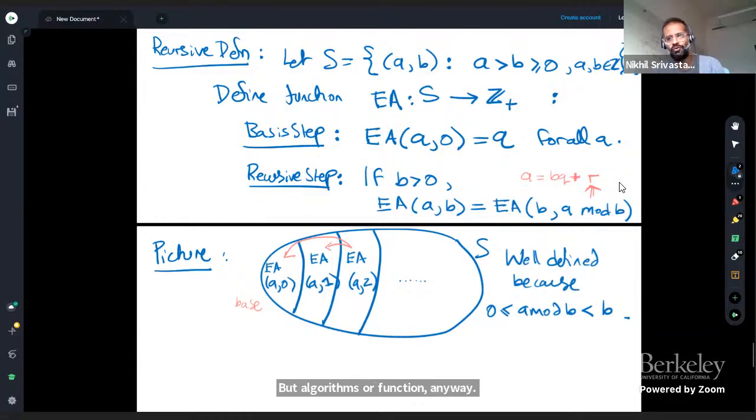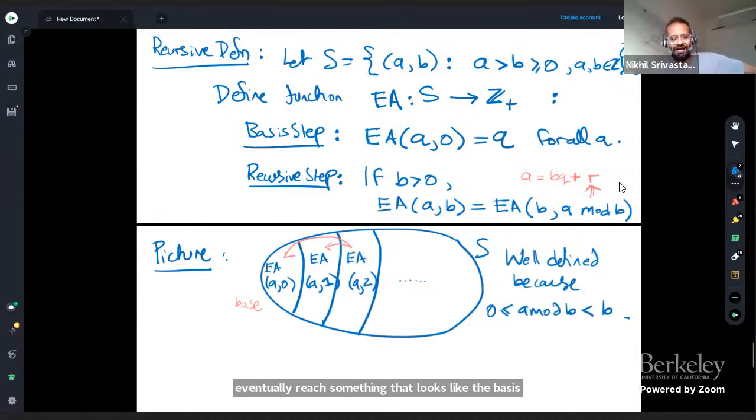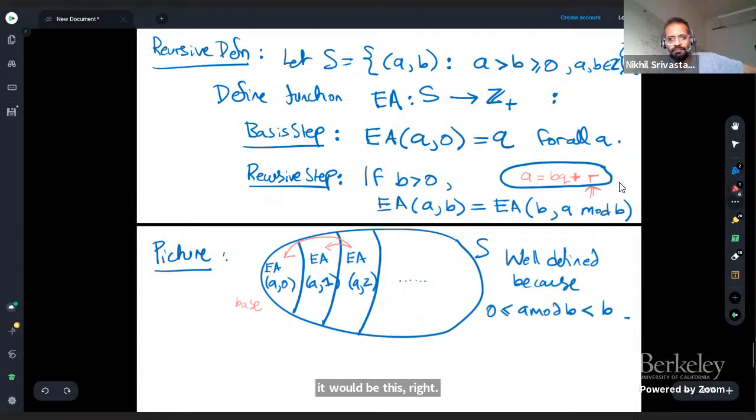And so what's the actual computation that would happen if you tried to implement this on a computer? It would keep applying the recursive step until you eventually reach something that looks like the basis step. But really, in terms of the actual arithmetic that the computer would be doing, it would be this. This is the division algorithm.